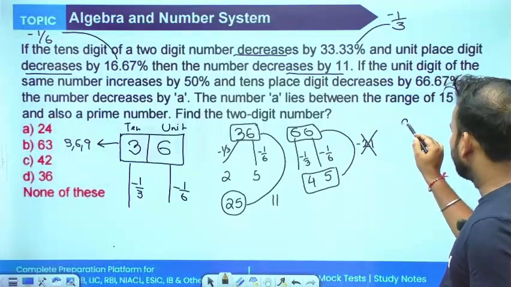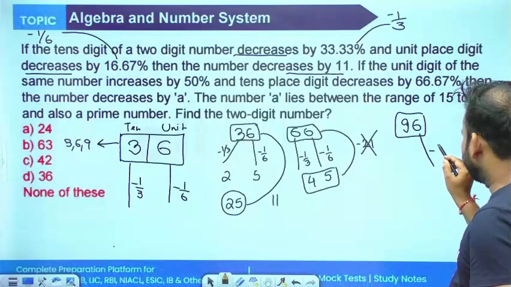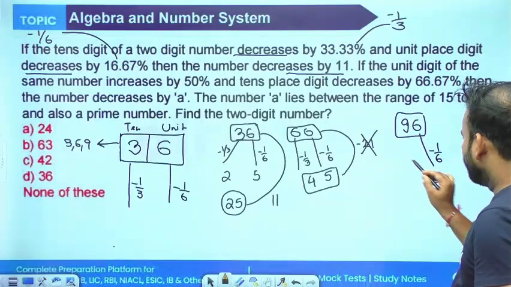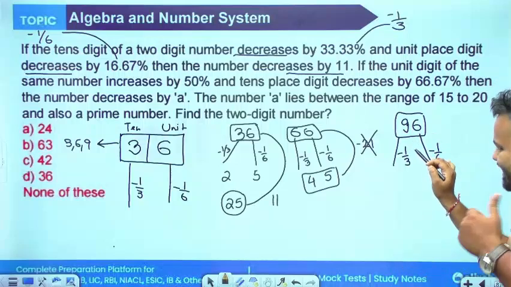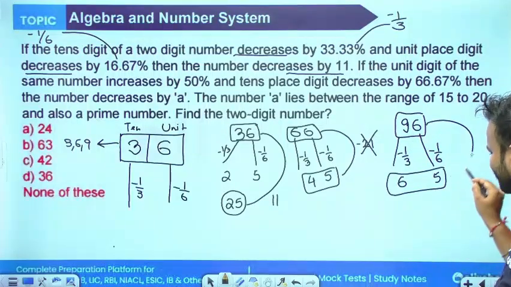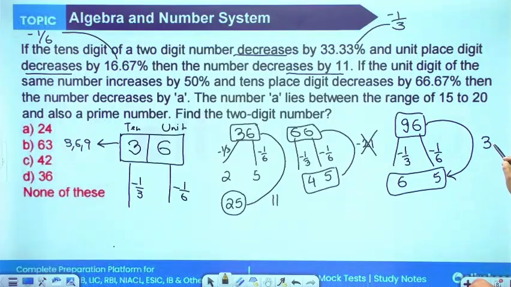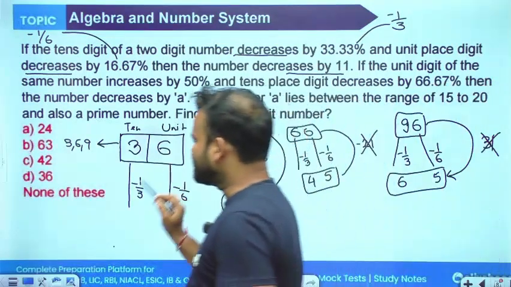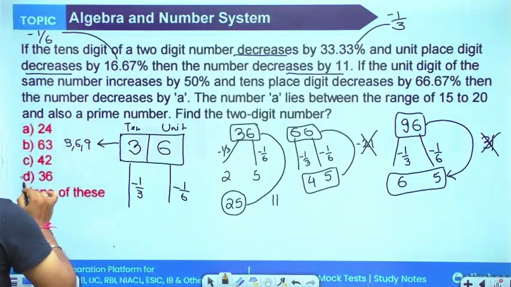And what about 96 if taken? If the unit digit decreases by 1/6, it becomes 5. If the tens digit 9 decreases by 1/3, 1/3 of 9 is 3, so it becomes 6. So the number has become 65. Has it reduced by 11? No. 96 and 65, the difference is 31. The decrement is 31, so this is wrong. It means the answer is 36. So the 2-digit number is 36.